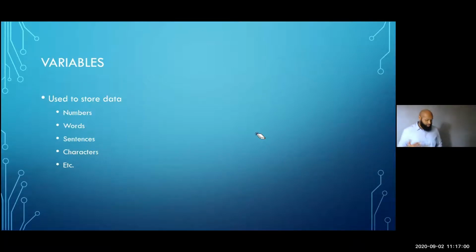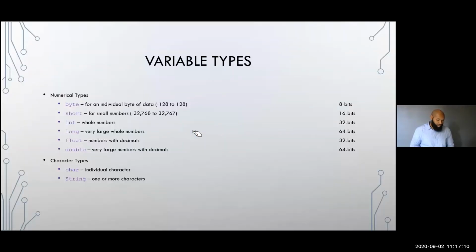All right, so let's talk about variables. Variables are used to store some type of data, either numbers, words, sentences, characters, and you can also use them to store objects as well, but we'll get to that later. These are the different variable types in this class. You could also use it to do the scanner and all that stuff, but the most basic types are these ones that you see on the screen right now.